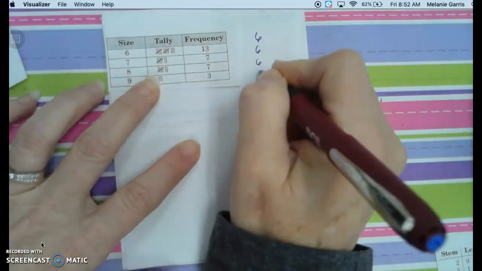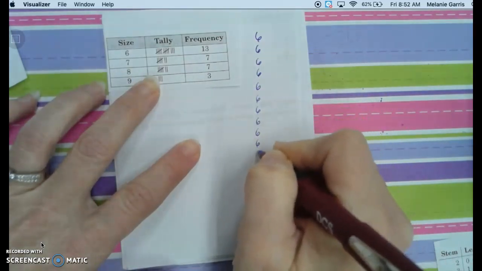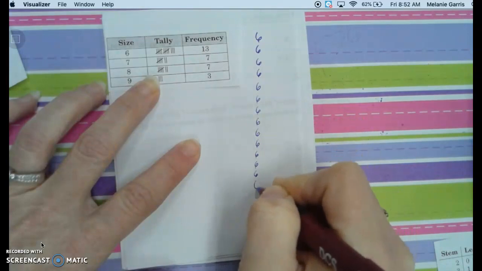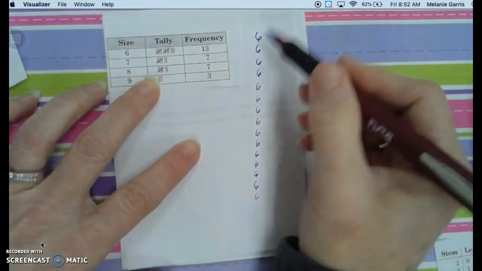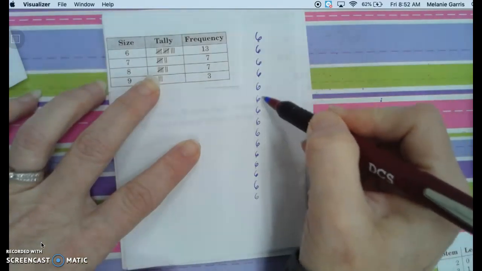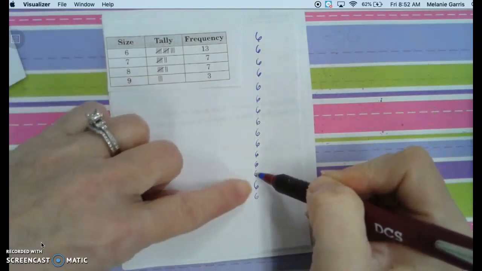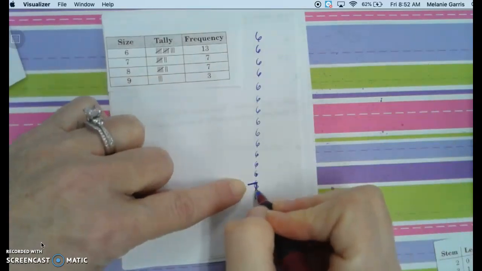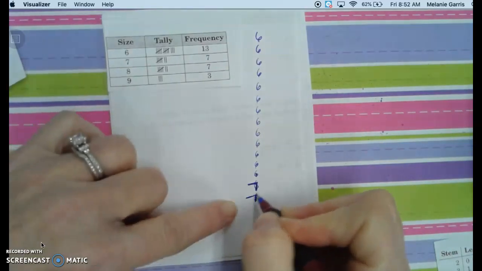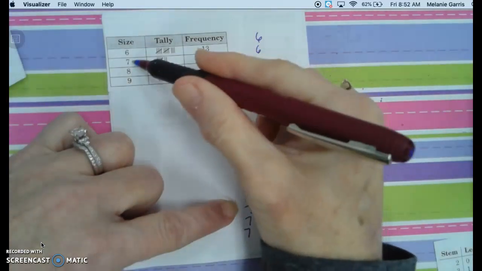1, 2, 3, 4, 5, 6, 7, 8, 9, 10, 11, 12, 13, 14, 15. What am I doing writing too many? Let's see. 1, 2, 3, 4, 5, 6, 7, 8, 9, 10, 11, 12, 13. That should be my last one. So this needs to be a 7. How many of those am I supposed to have? I'm supposed to have 7 sevens.